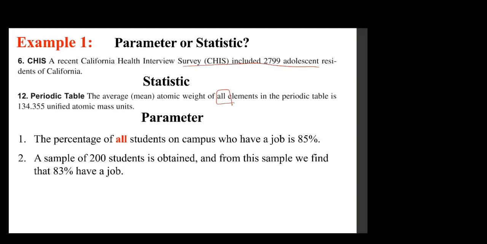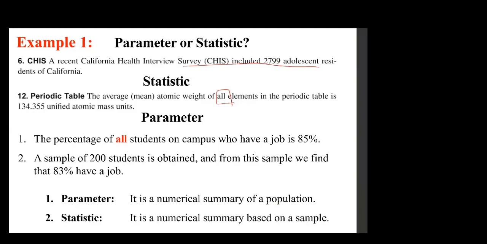The percentage of all students on campus who have a job is 85%. A sample of 200 students is obtained, and from this sample, we find that 83% have a job. You really have to pay attention to this. The word "all" may not be there explicitly, okay? It may be there implicitly. You have to read the question very carefully. Later on, when we do statistical questions that require calculations, I'll show you how we do it by starting with the given symbolically.